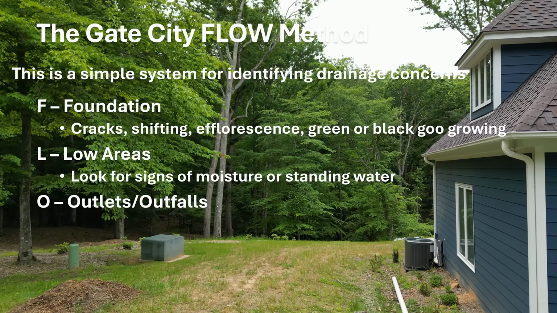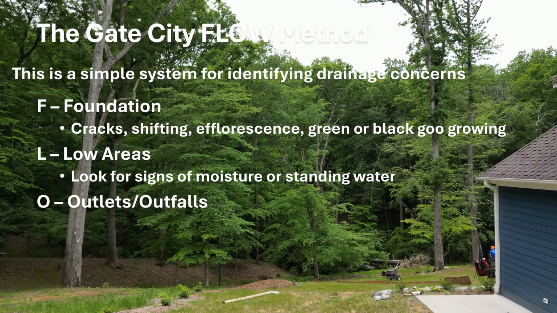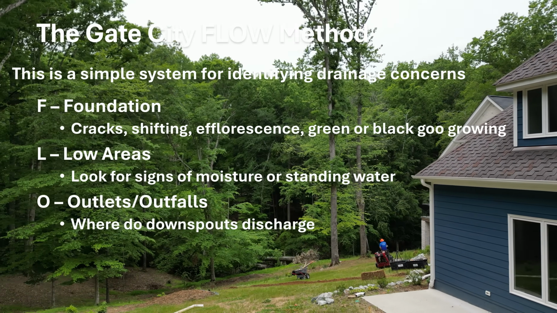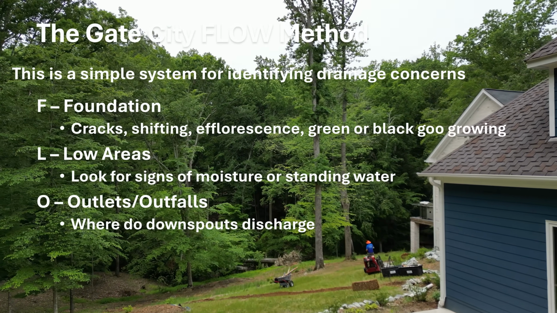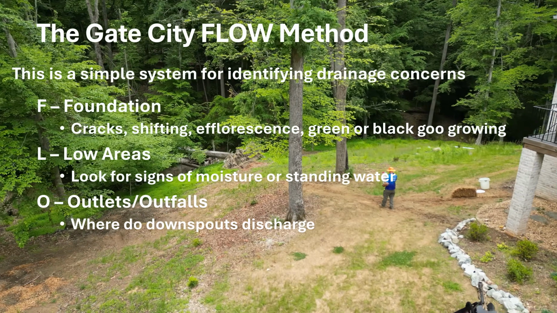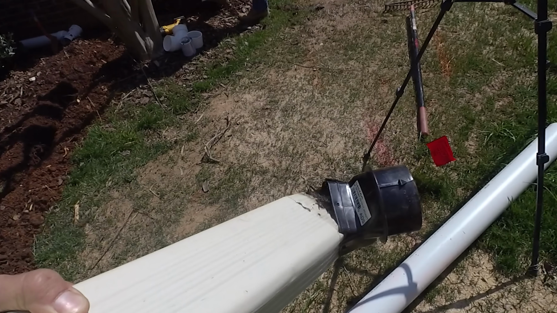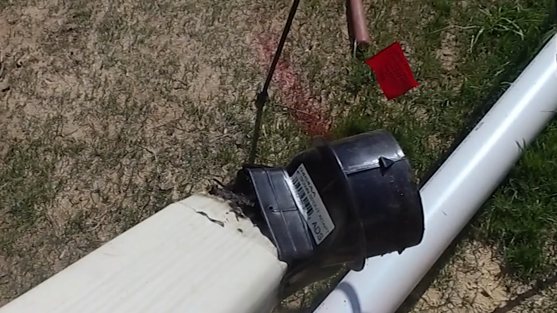The O in flow stands for outlets and outfalls. And this part of the flow method, I really want you to look at where the gutter water is going and take a look at basically where they're discharging to. A lot of times what I see is that there is some kind of pipe, usually corrugated pipe, and there's an adapter going from the downspout to the pipe. Now, if you've watched this channel, you know that these adapters, they're not worth it because they constrict too much, they collect material, and they allow everything to clog up.